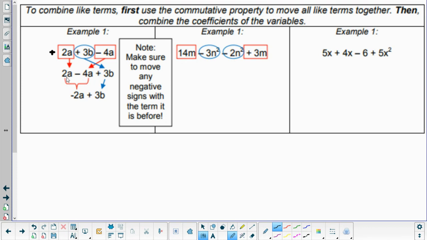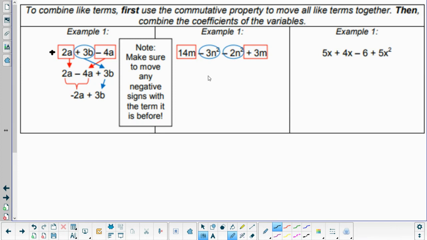Okay. So they move the 2a and the negative 4a together, and then they just put the plus 3b at the end. Well, since these two are like terms, like we saw in the warm-up, you can do 2a minus 4a and get negative 2a. And then the 3b is just by itself. Okay, it cannot be combined because the a's are different than the b's.